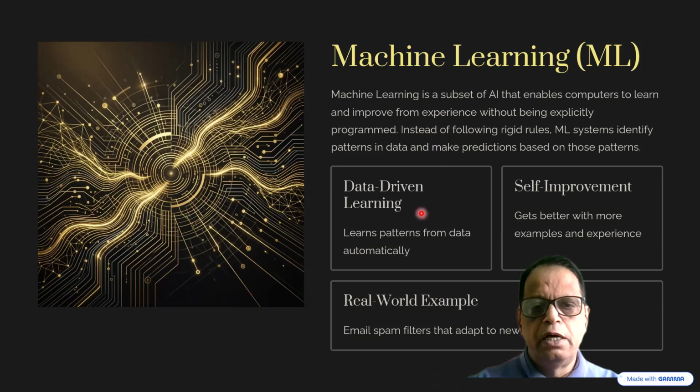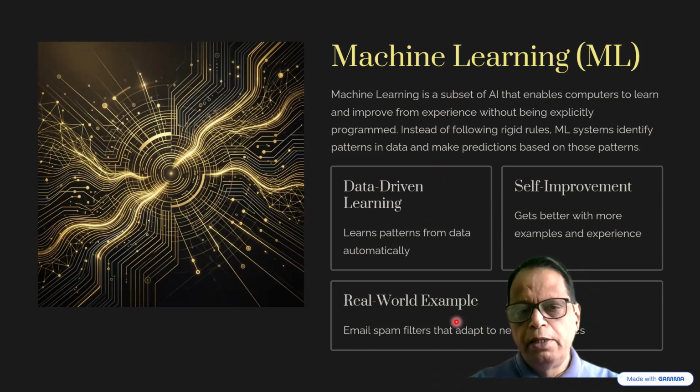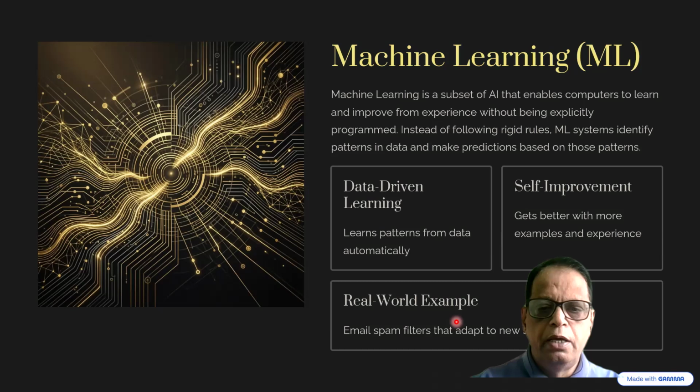So basically, this learning is a data-driven learning where the machine learns from the patterns of the data. It will have self-improvement. It will get better with more examples and experience. And you can actually make use of machine learning in email spam filters that will adapt to new spam tactics. So one can easily observe that in our everyday life, we make use of spam filters. So that actually is the ML program.